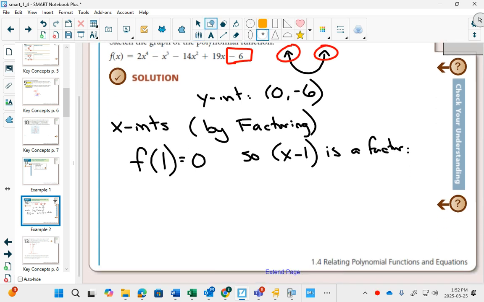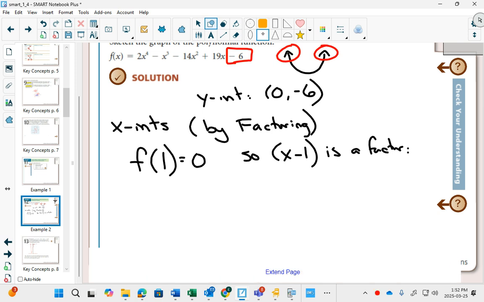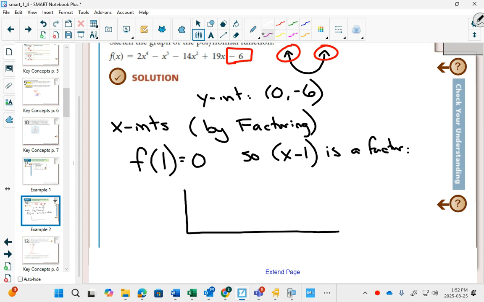A review of chapter 1.2 and factoring: once you find one factor, you would set up your synthetic division. Coefficients are 2, negative 1, negative 14, 19, and negative 6. I double checked that these were in descending order, and that none of them were missing, where I'd have to add a 0. If x minus 1 is the factor, then I would put a positive 1 out front.